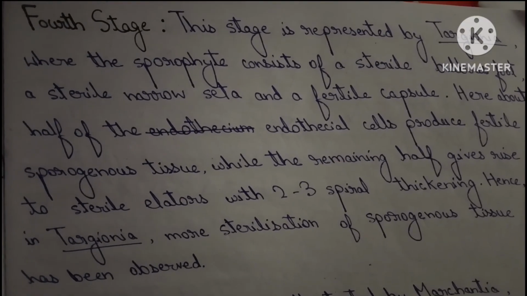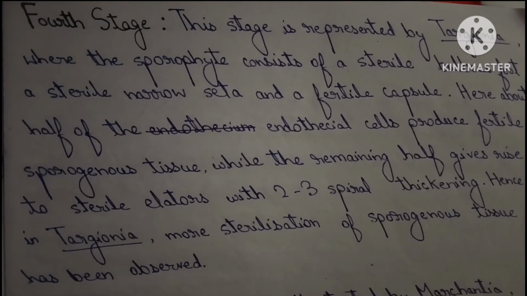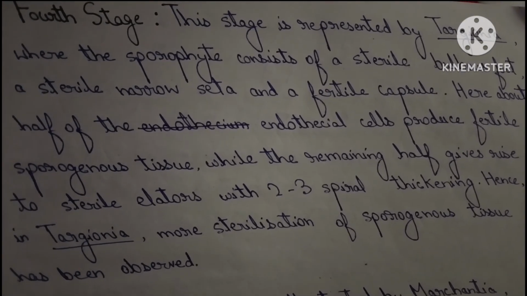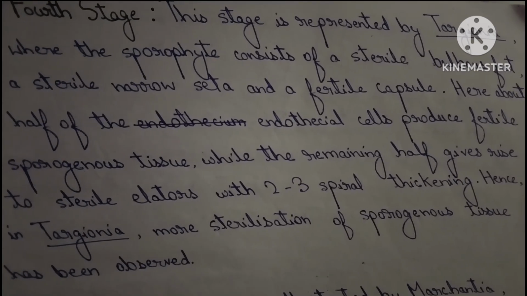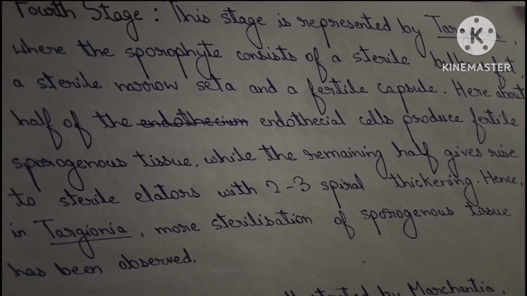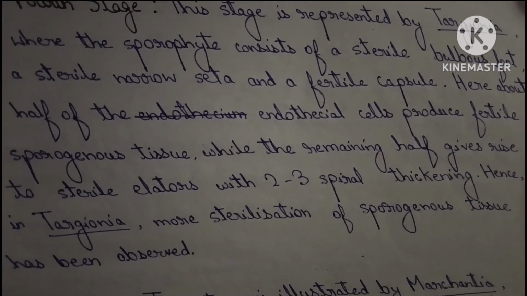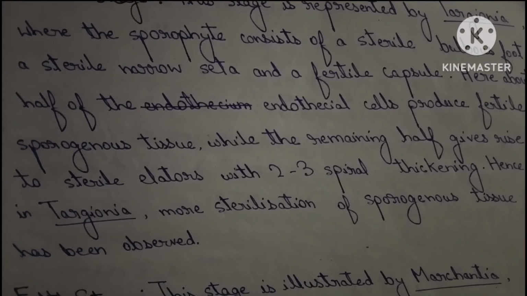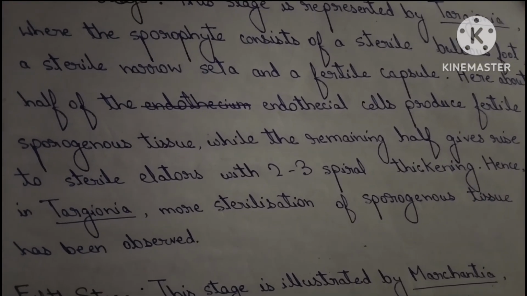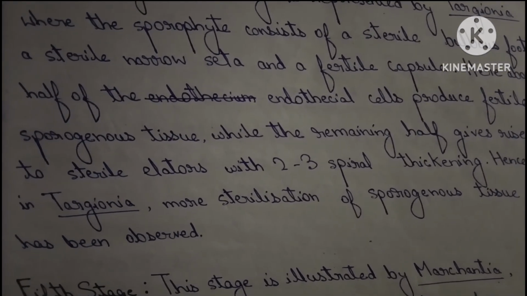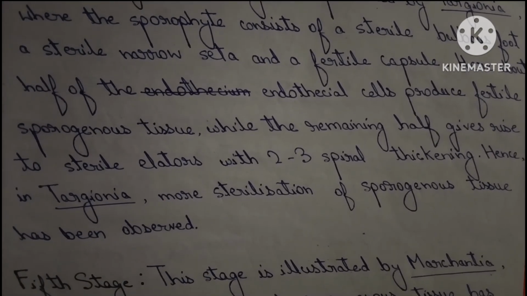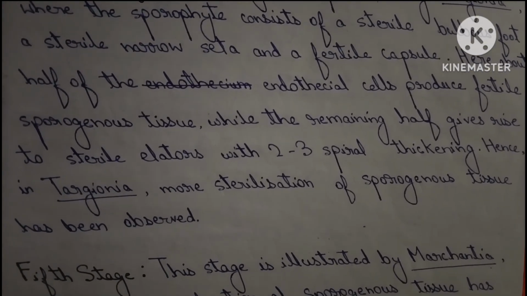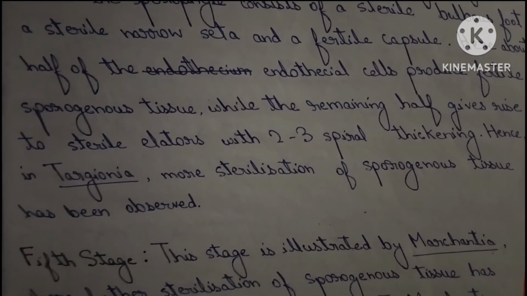Fourth stage. This stage is represented by Targionia. The sporophyte consists of a sterile bulbous foot, sterile narrow seta, and a fertile capsule. Here, about half of the endothelial cells produce fertile sporogenous tissue, while the remaining half give rise to sterile elaters with 2 to 3 spiral thickenings. Hence, in Targionia, more sterilization of sporogenous tissue has been observed.